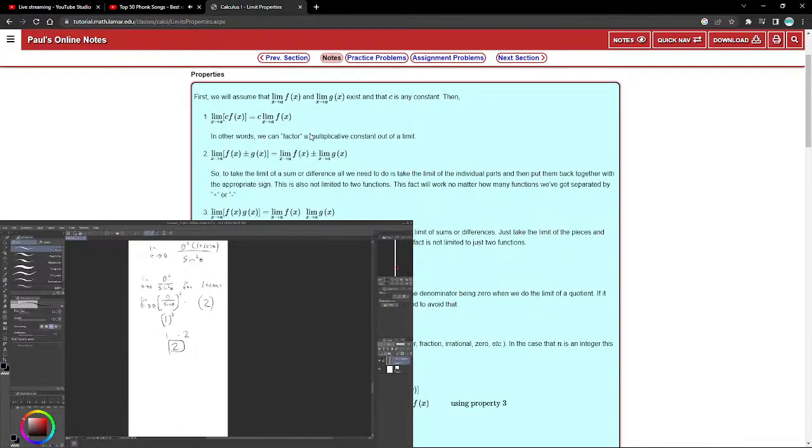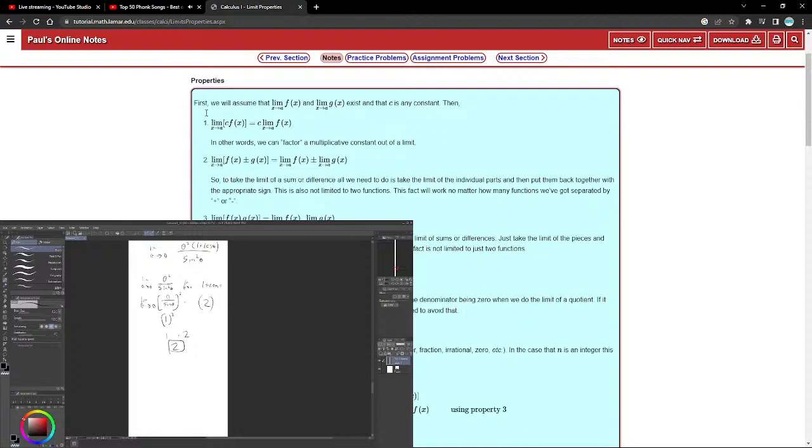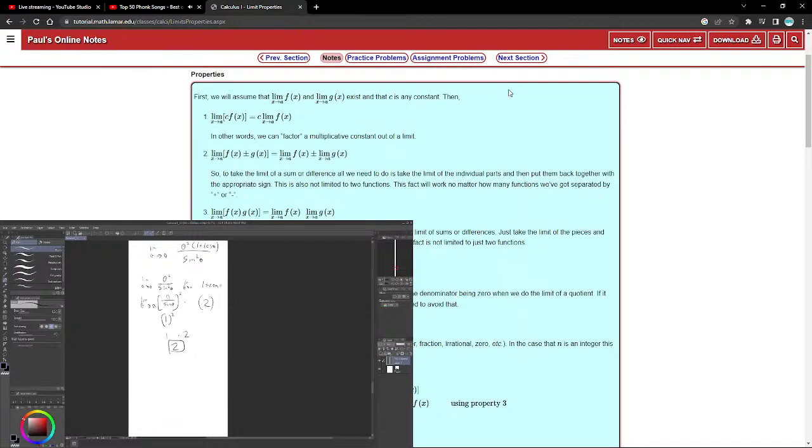Okay. Properties. First, we will assume that the limit of f of x as x approaches a and the limit of g of x as x approaches a exist, and that c is any constant. Then the limit of c, a constant, times f of x as x approaches a equals c times the limit, so you can put it out front. In other words, we can factor a multiplicative constant out of a limit.